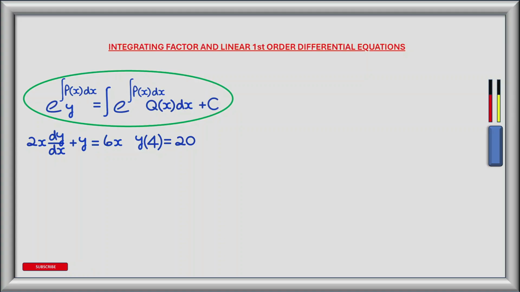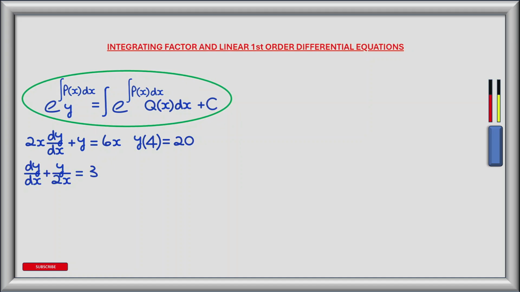So, fully equipped with this information, let's see if we can solve this first order linear differential equation using an integrating factor. So we have 2x multiplied by dy/dx plus y is equal to 6x. And in this case, we have an initial value. So when x is equal to 4, y is equal to 20.